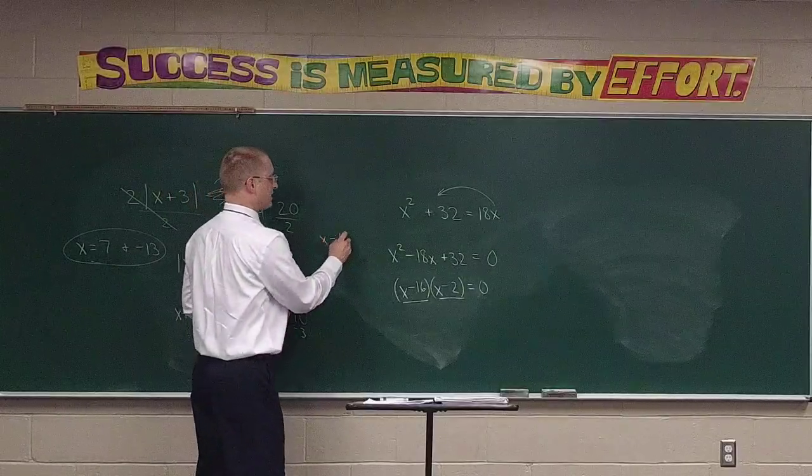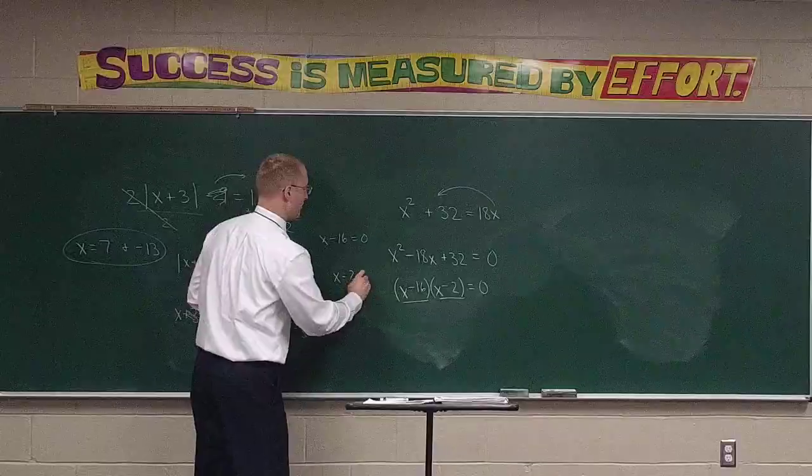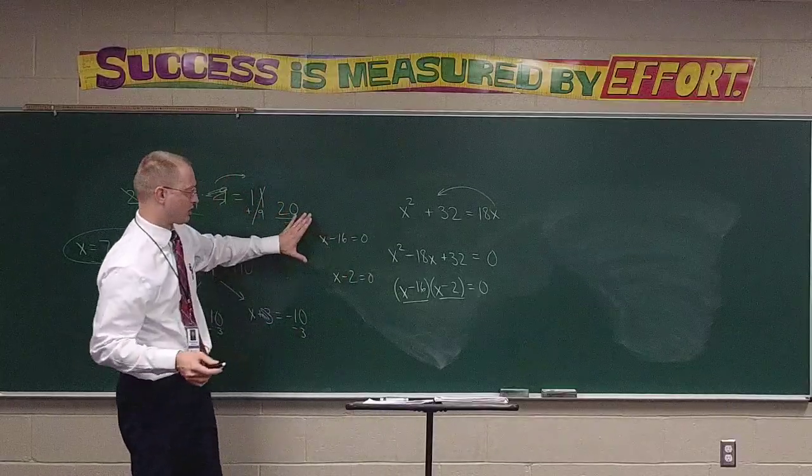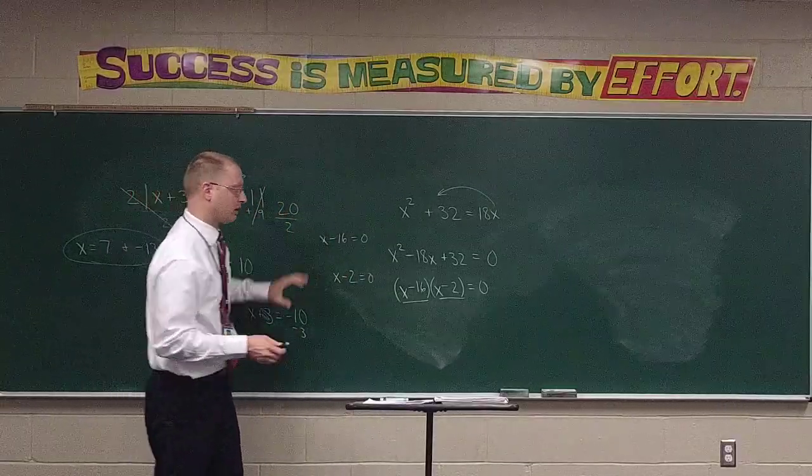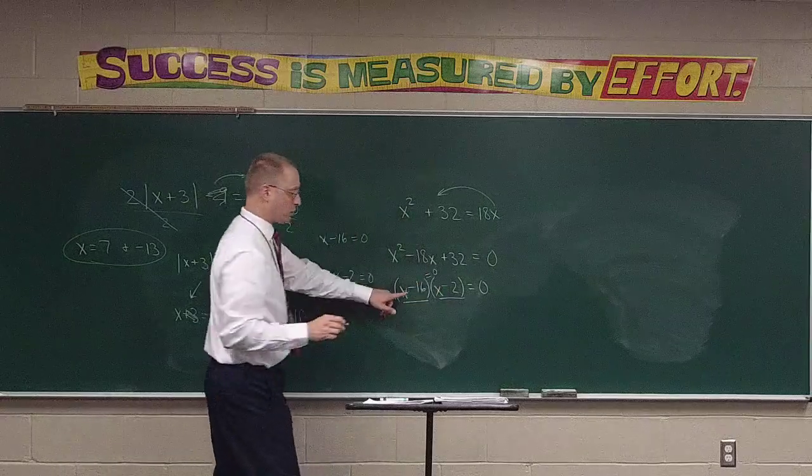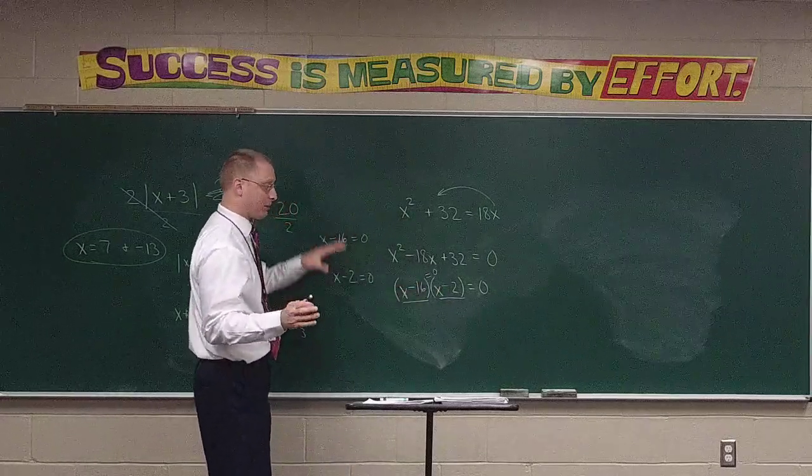So that x minus 16 equals 0. So that x minus 2 equals 0. Now, oftentimes, I don't actually write this off to the side. I do this step mentally, or perhaps put a little equals 0 like that. But that's really what we're doing, is 2 separate equations.